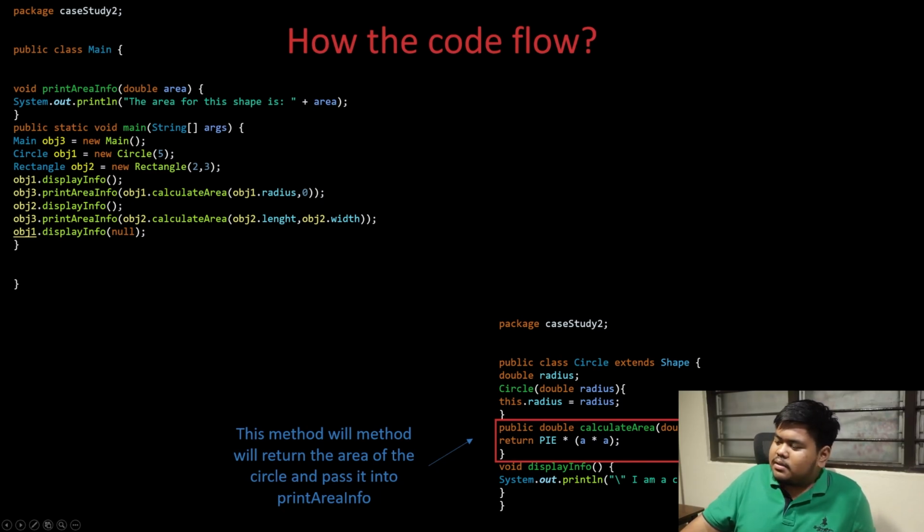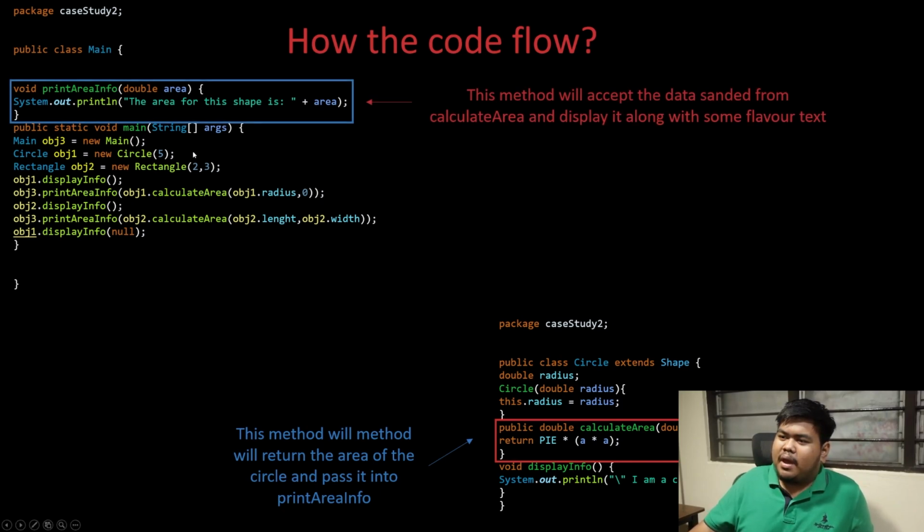Double A is the value that we have passed, which is 5, and B is 0. Now A is the radius and B is 0. And here it will return pi, which I have declared in the abstract class, times A to the power of 2. As you know, to the power of 2 is basically A times A. So it will return this.